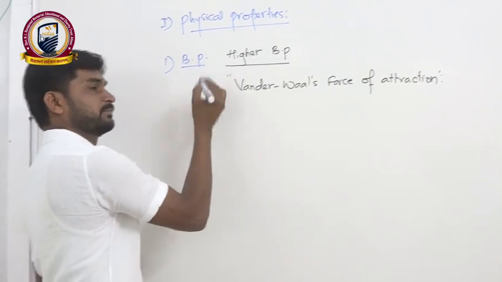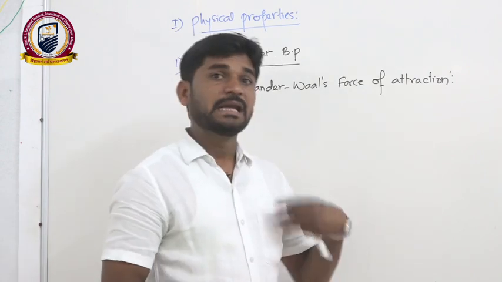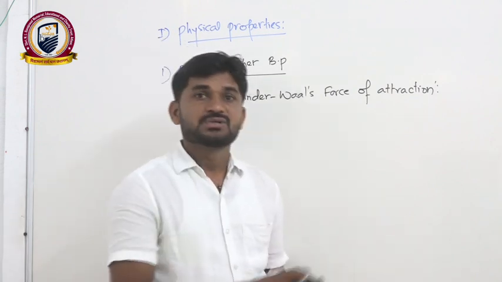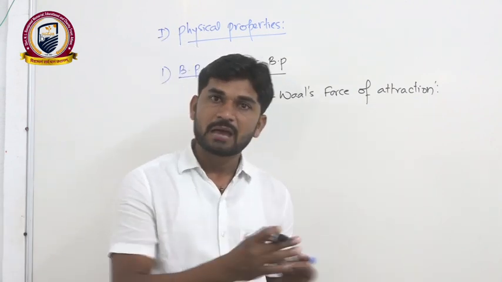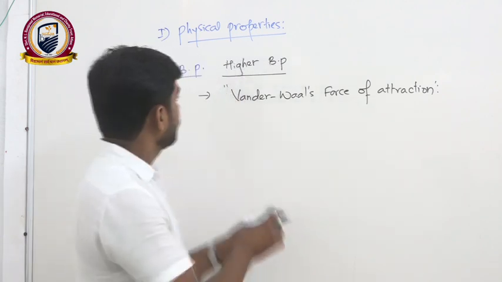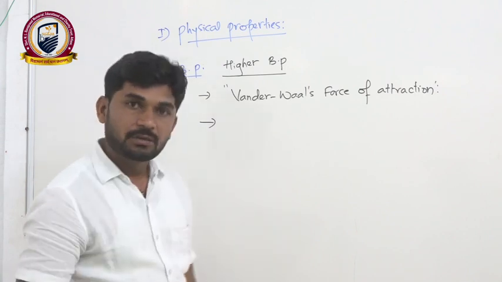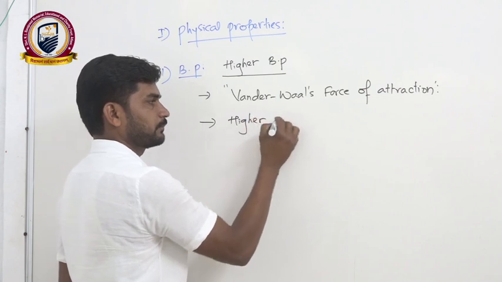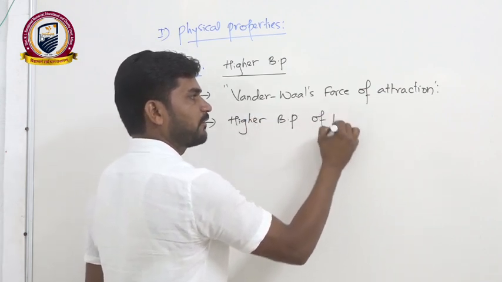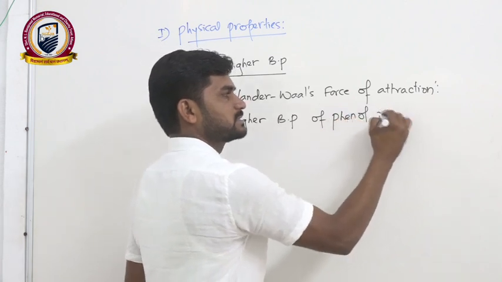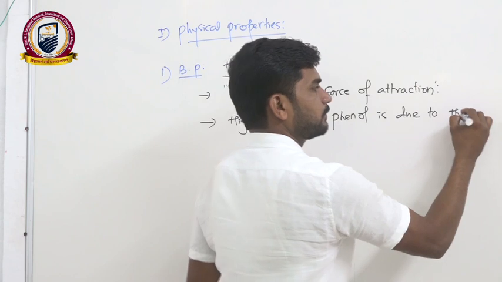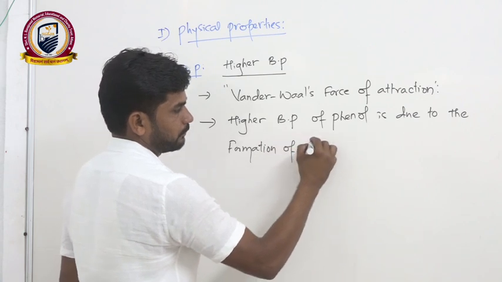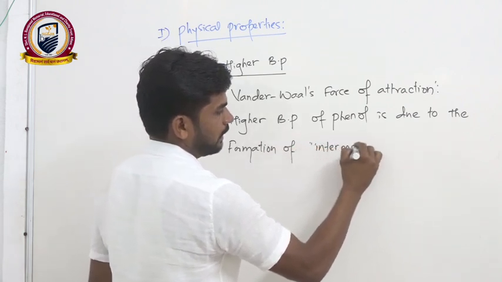It is one reason. Again, these phenols have higher boiling points. We have to compare with other compounds also. When we compare the boiling points of phenols, they subsequently have higher boiling points. The higher boiling point of these phenols is due to the formation of intermolecular hydrogen bonding. The higher boiling point of phenol is due to the formation of intermolecular hydrogen bonding.